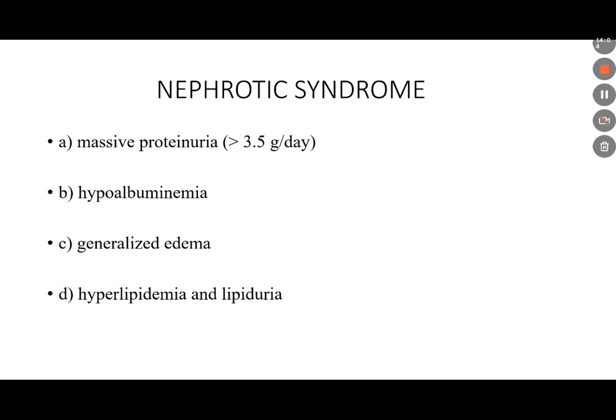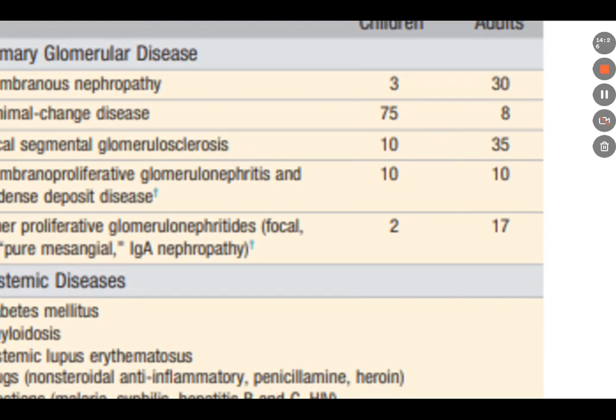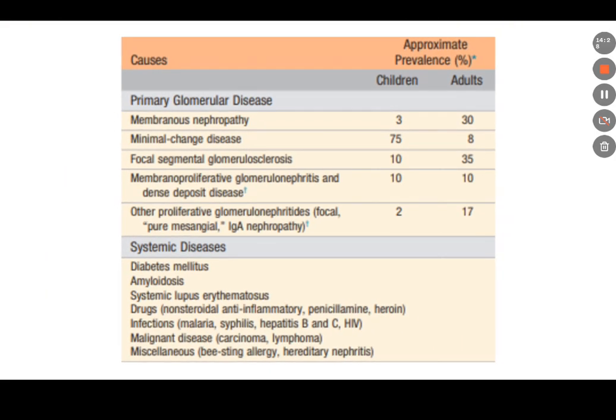Now coming to the nephrotic syndromes, we know what nephrotic syndrome is. It is when the patient has massive proteinuria, more than 3.5 grams per day. The patient also has hypoalbuminemia, so that was selective proteinuria. And there is generalized edema, hyperlipidemia and lipiduria. So, primary glomerular diseases. This is the age-wise occurrence. If you see, minimal change disease is the most common in children. 75% of the cases occur in children.